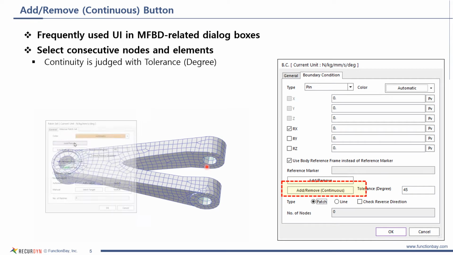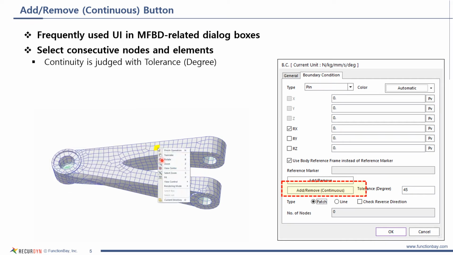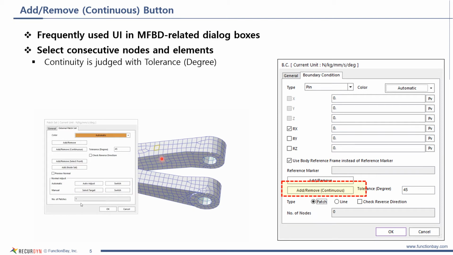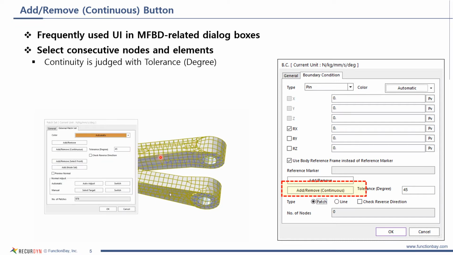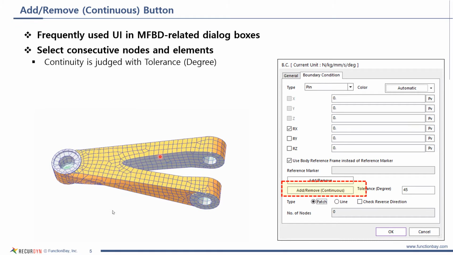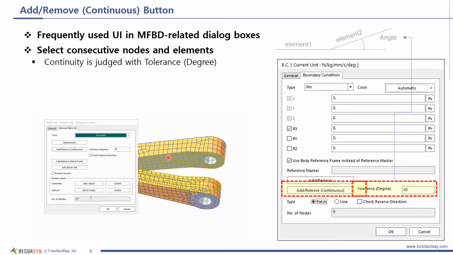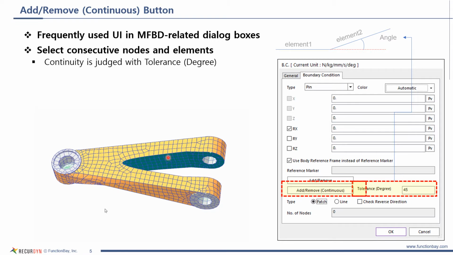With this function, if you select one element, the elements connected to the one are automatically selected together. The connection is judged by the angle between two consecutive elements. If the consecutive elements are not selected correctly, change the tolerance value or use the check reverse direction option.